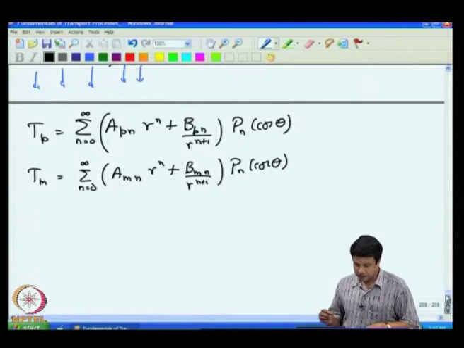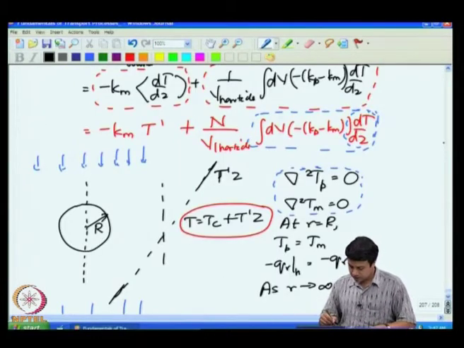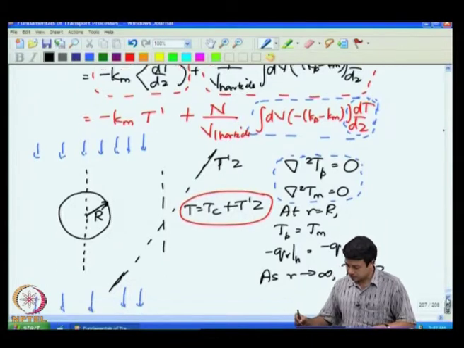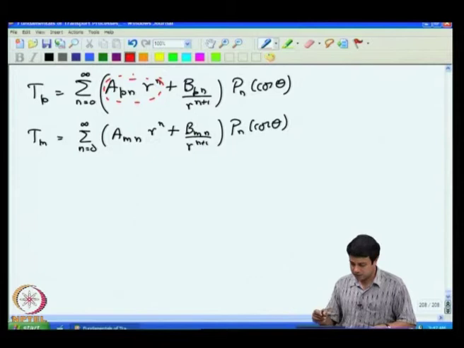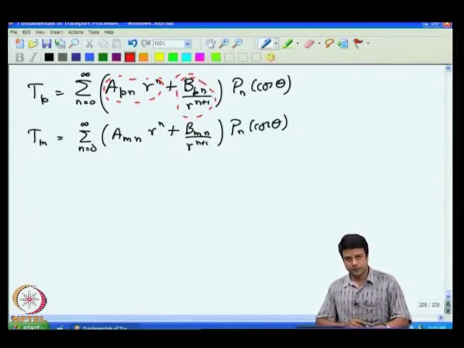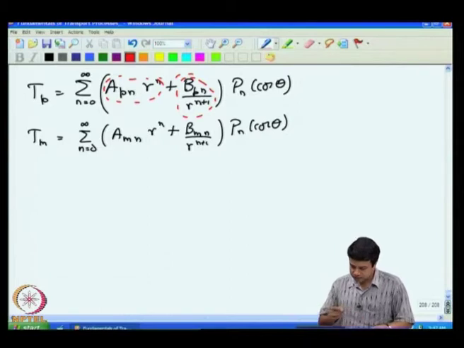As r goes to infinity, first things first, let us look at the particle. The particle consists of two terms. One is a growing harmonic, a term which increases as r increases, and the other is a term which decreases as r increases. Similarly, the matrix also contains a term that increases as r increases and another term which decreases as r increases.